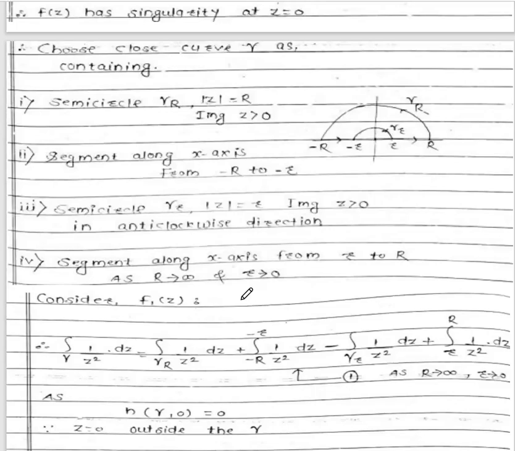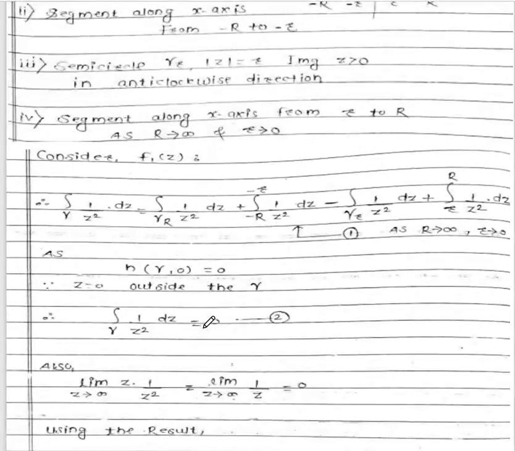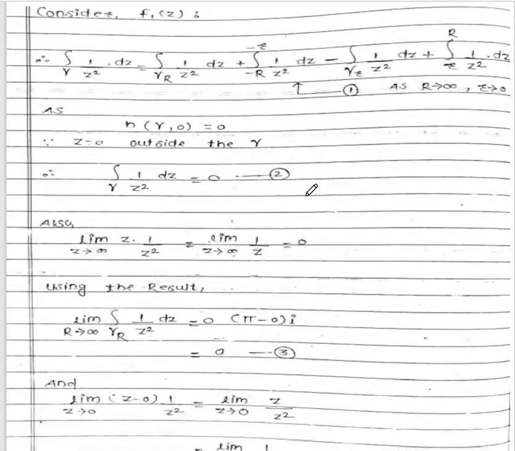Now let us consider the first function, f1 of z. The integral over the curve gamma of 1 upon z square dz. We will simplify this integral in this region. The index of the closed curve at point 0 will be 0, because z equal to 0 lies outside of the curve gamma. Therefore the value of this integral will be 0. Equation number 2. Also, the limit as z tends to infinity of 1 upon z square equals the limit of 1 upon z, so putting z equal to infinity, we get 0.